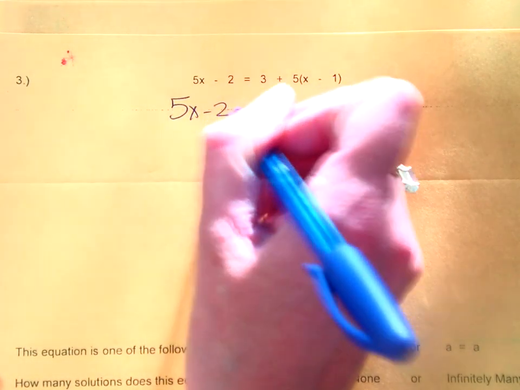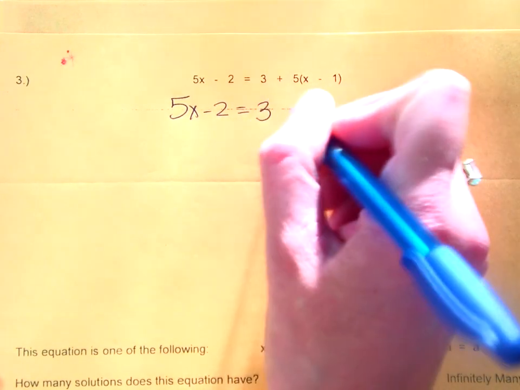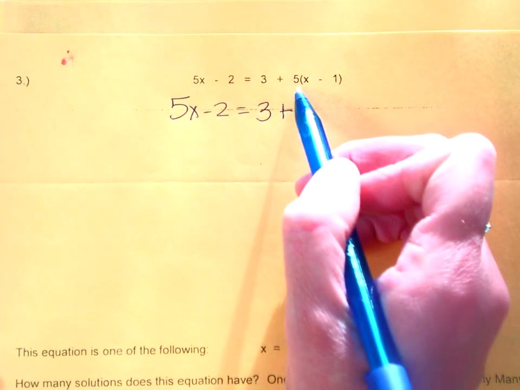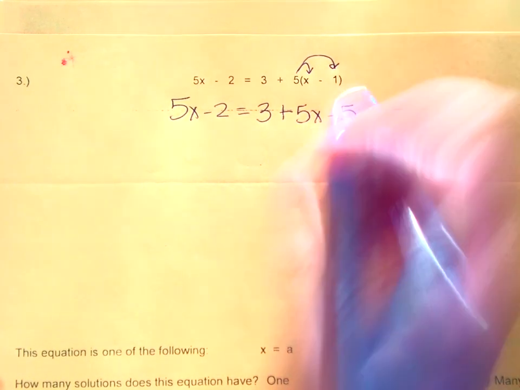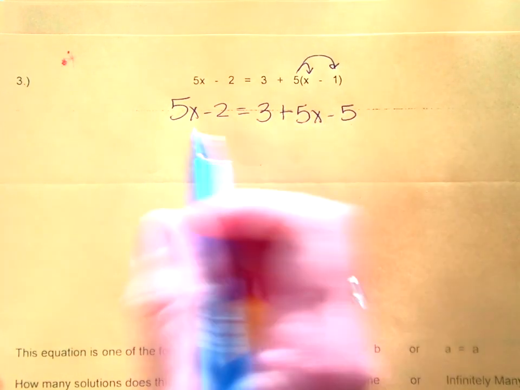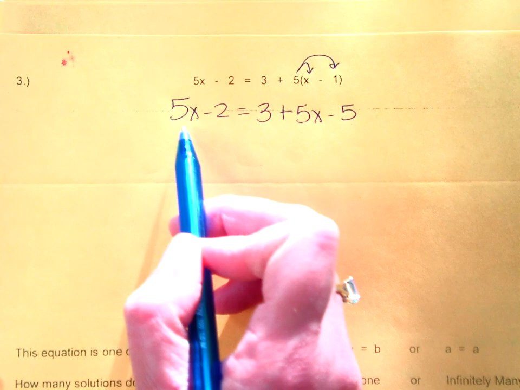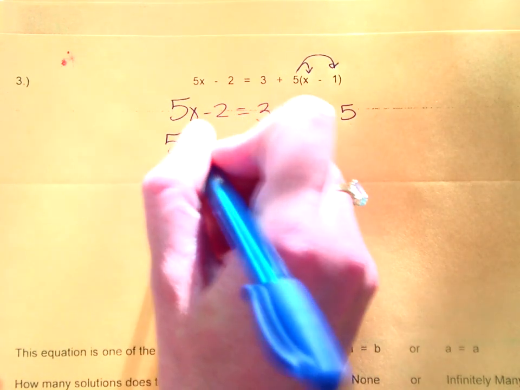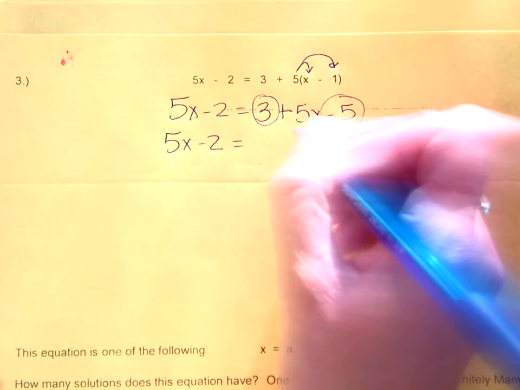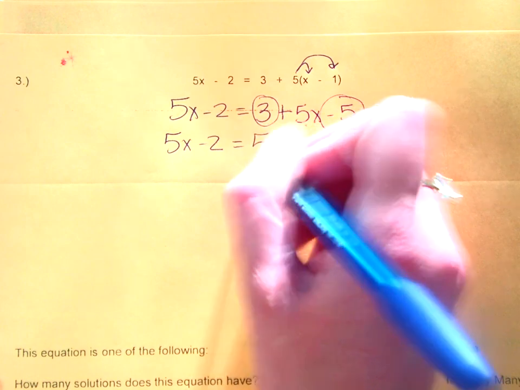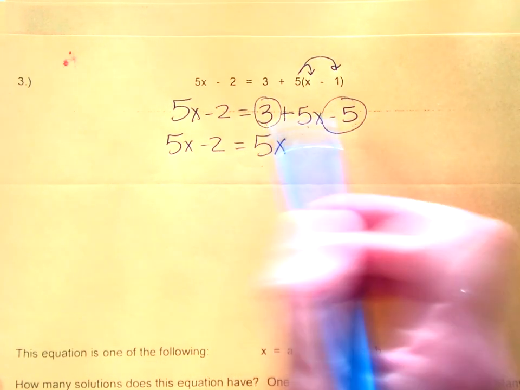Okay, number 3. (5x minus 2), 3 plus, now we have to get rid of the parentheses, so we're going to distribute the 5. So we get 5x minus 5. All right, this side is simplified. I just have a variable and a constant, so I'll bring that down. This side, however, I have some constants that I can combine together. So I'm going to bring that down. Now I have 5x, and then 3 minus 5 would be a -2.